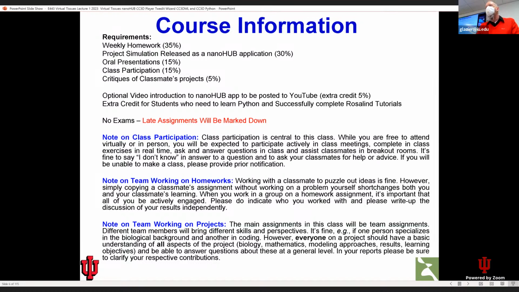But do indicate who did what and make sure that everybody understands it well enough that you can answer basic questions about everything. It doesn't mean you all have to be experts in everything, but do try to make sure that there's some balance in a project. I'm sure most of you have done team projects before, and so you're familiar with this, but I'd rather address these issues today than have it come up at the end of the semester.